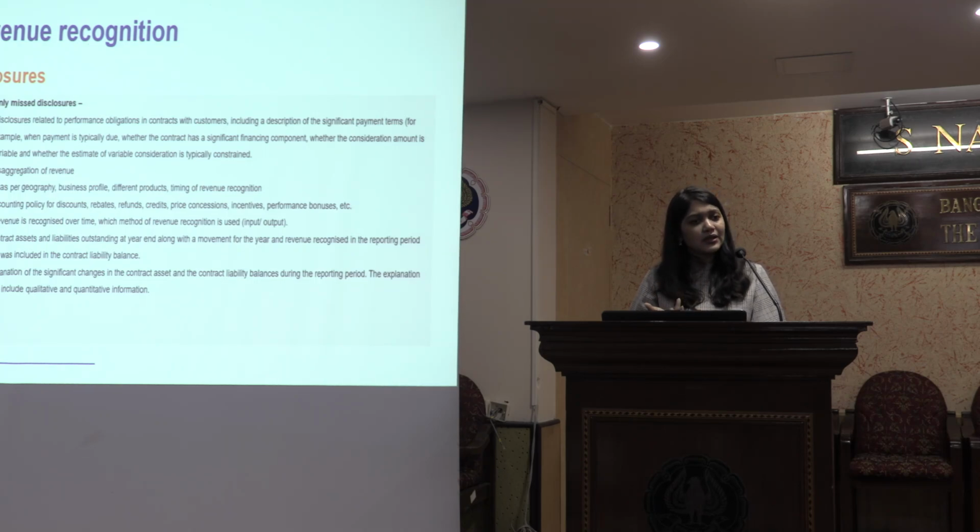Then if there are any contract assets or liabilities that we have recorded, so typically the unbilled revenue or the unearned revenue that we used to record earlier, now the nomenclature has changed to contract asset and contract liability. So if we are recording those, what is the movement of them? How much was outstanding at the beginning of the year? How much you recognized as revenue from that contract liability? And how much is left at the end of the year. So that kind of movement also needs to come. And if there are any significant changes that have happened in contract asset and liability, then that explanation should come as qualitative information. So a lot of detailed disclosure should be given with respect to revenue now.